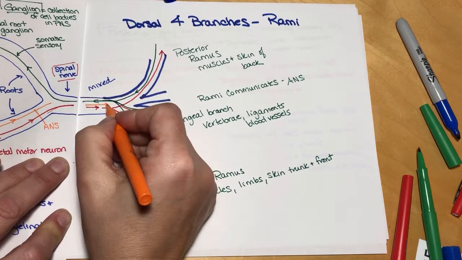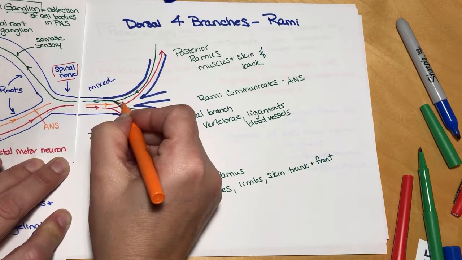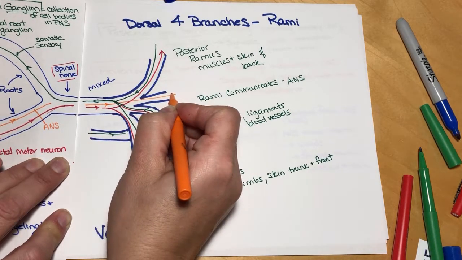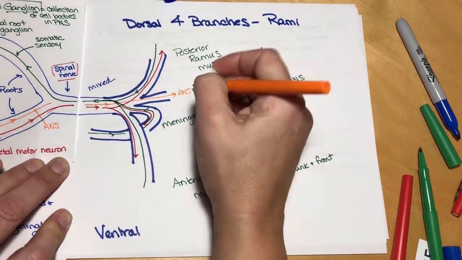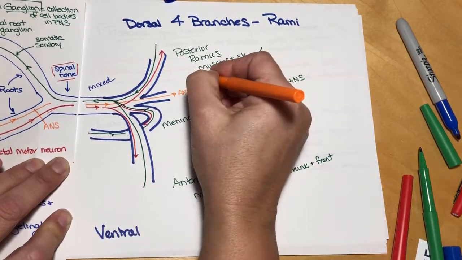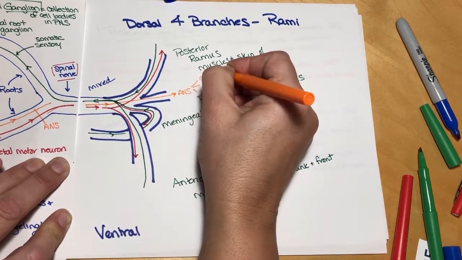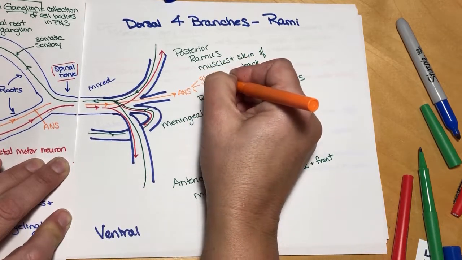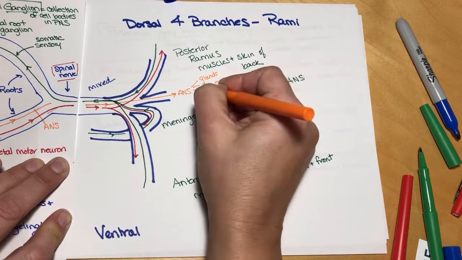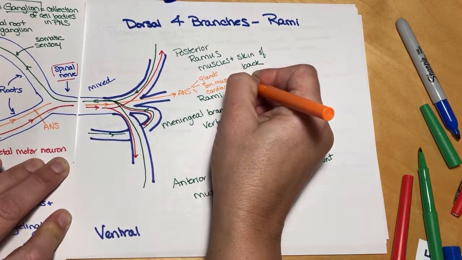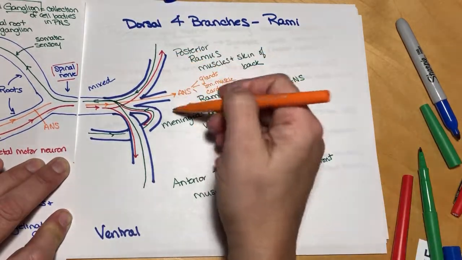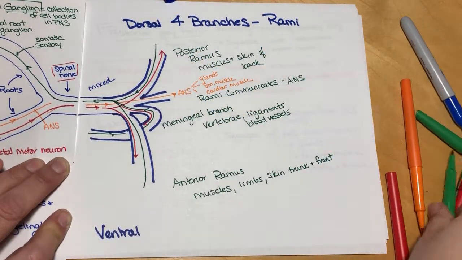This orange one, remember this was your autonomic nervous system. This is going to go out on the Rami communicantes, and it's going to innervate the autonomic nervous system, which again consists of glands, smooth muscle, and cardiac muscle. So those are our 4 branches.